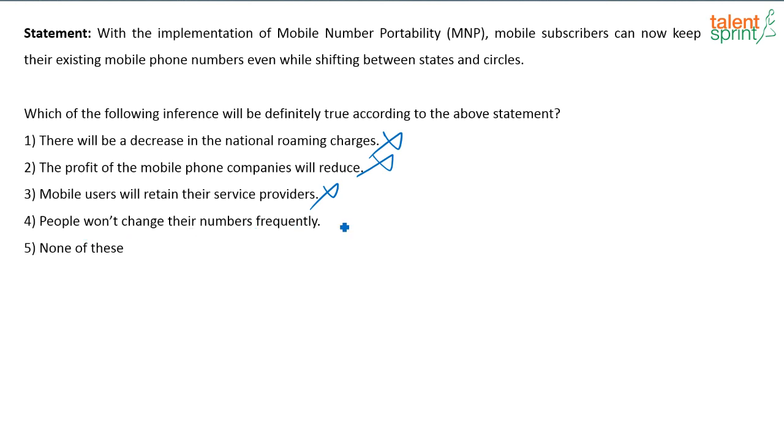People won't change their numbers frequently. Yes, this is a valid inference. Very clearly, what are they saying in the statement? They are saying that with this mobile number portability, people will keep their phone numbers as it is when they are shifting between states. So what does that infer? It infers that people will not change their numbers. They will use the same number mostly, right? So they won't be changing it often. So the correct answer option here will be option 4.